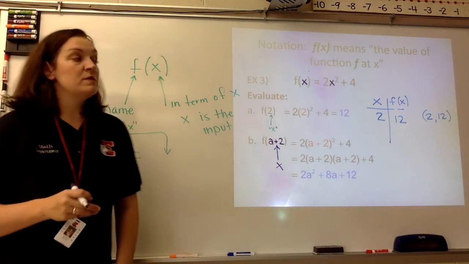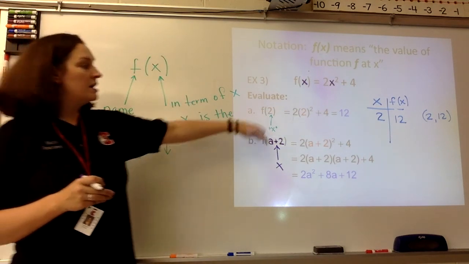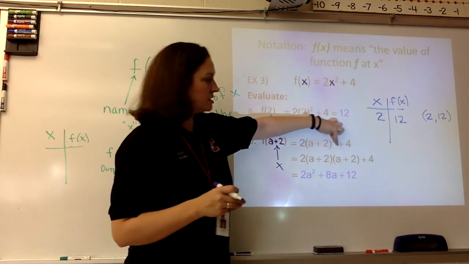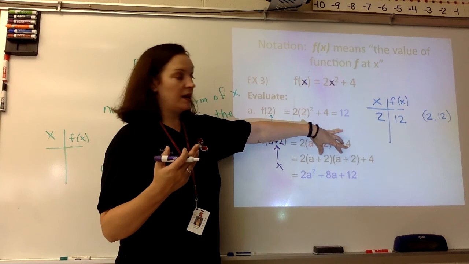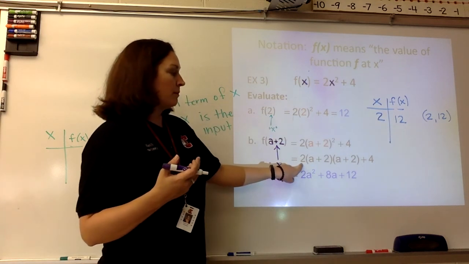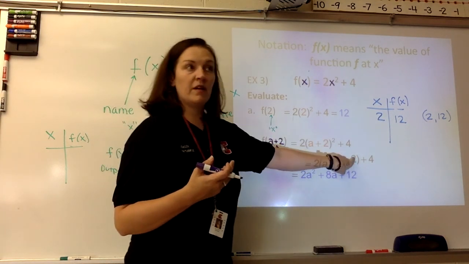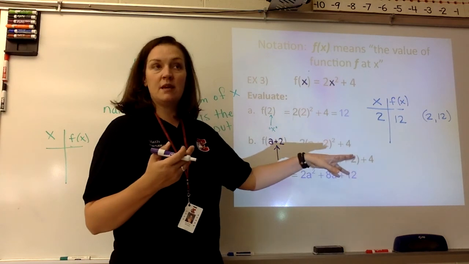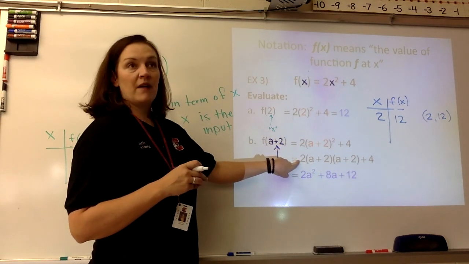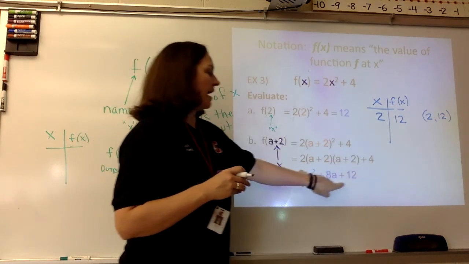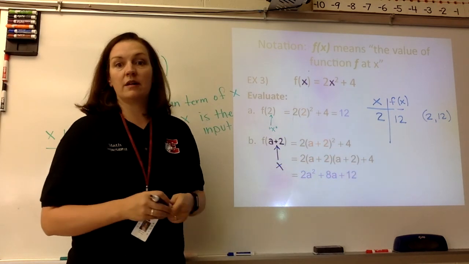Following what we did using PEMDAS, we have to take care of our exponents first. That would be your FOIL situation, or distributing. Remember, the 2 doesn't go to both of them. It's like a times b times c. I then FOIL this, multiply everything by 2, bring the 4 down, and combine like terms to get my final answer.